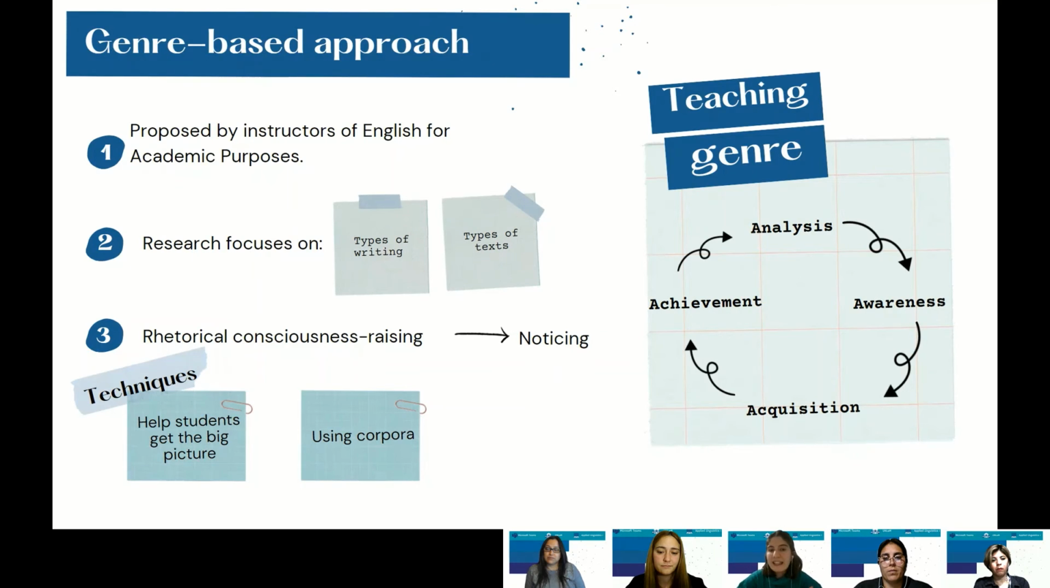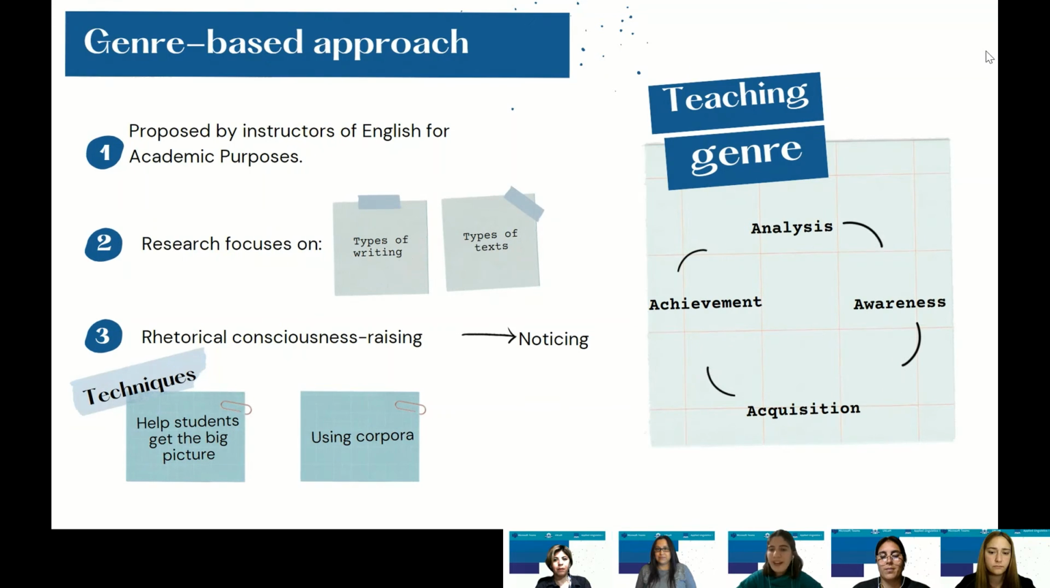Finally, when teaching genre, we can use the cycle approach. That is to say, we start by analyzing particular genres, raising awareness, then acquisition, finally achievement, to start again. More analyzing will bring about awareness, and so on and so forth. Now Paula will finish our presentation.